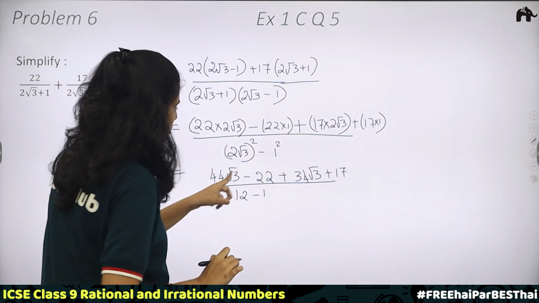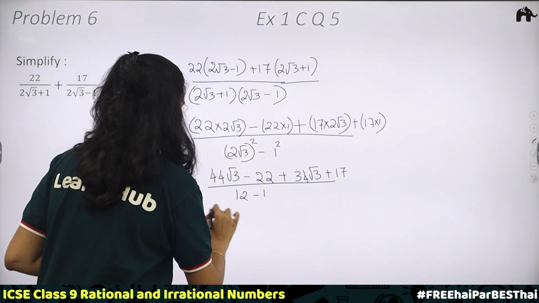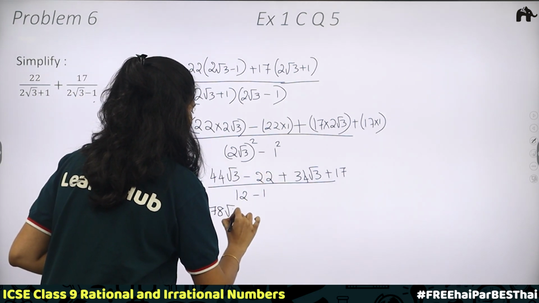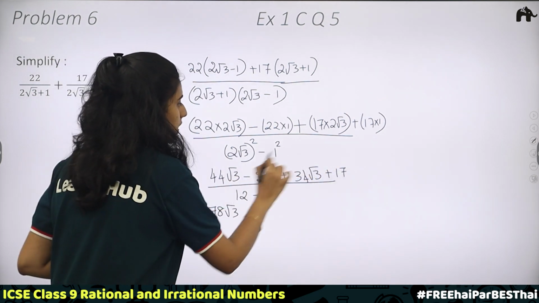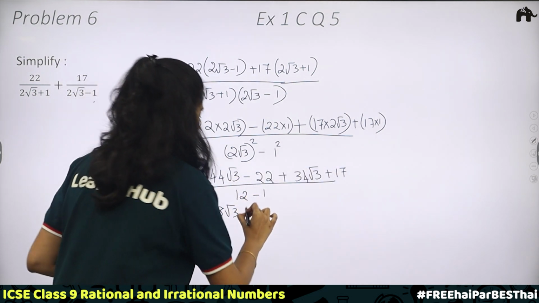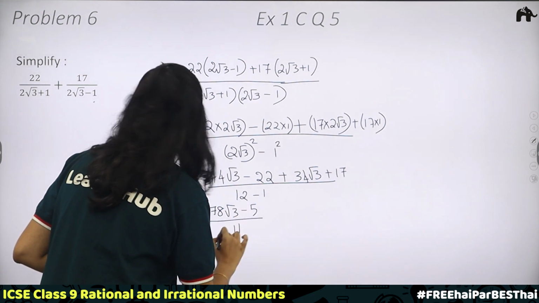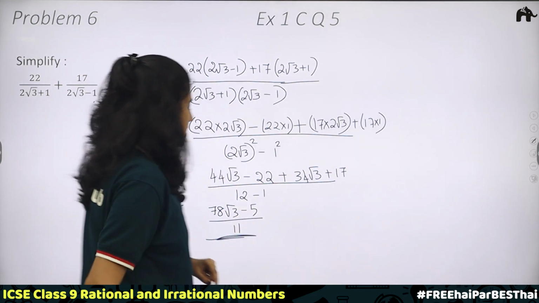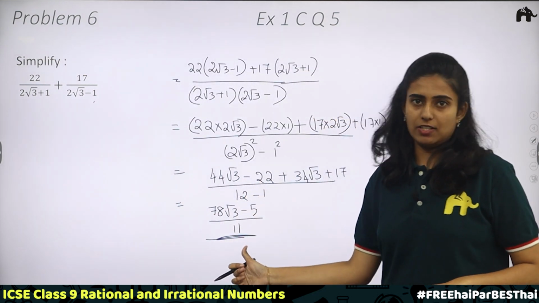Okay. 44 root 3, 34 root 3. What do we get on adding? You will be getting 78. 78 root 3. Then you have minus 22 and plus 17, which is minus 5. Divided by 12 minus 1, 11. So, this is your final answer. 78 root 3 minus 5 divided by 11.